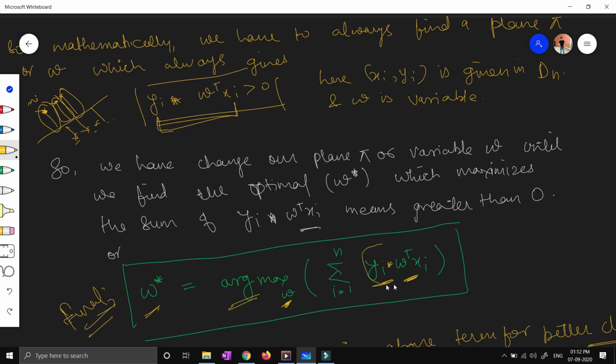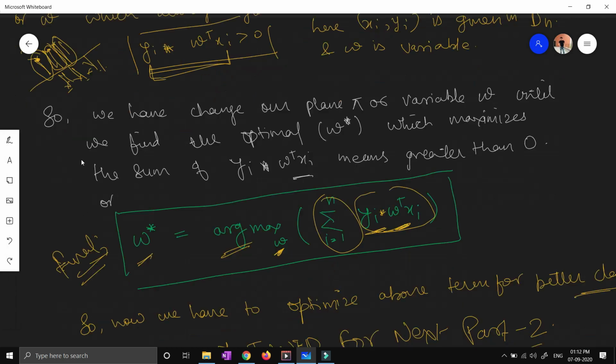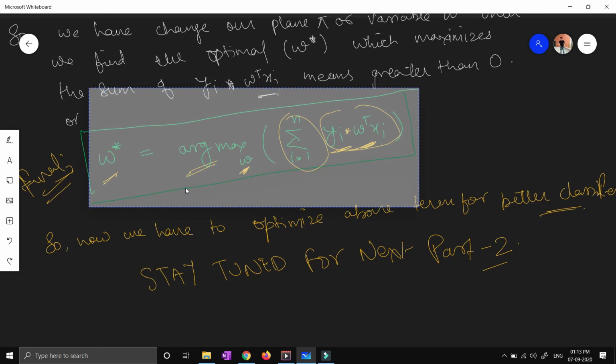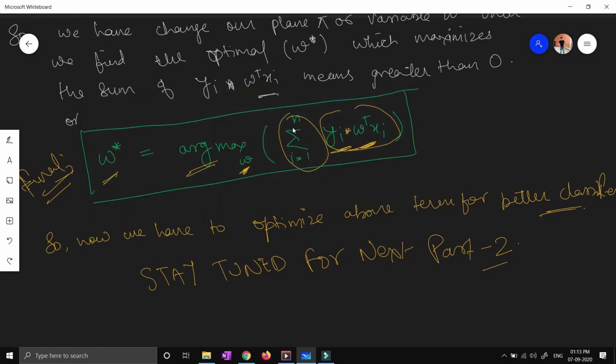We have seen this for one point. Now if I have to do the sum for all the points, we have to calculate for all the points, and if this value is greater than 0, I'll say that my logistic regression is working fine. So this is the optimization task for us. We have to optimize the value of w because it's a variable, again and again until we find our w star and this particular term is greater than 0. Stay tuned for the next part 2, where I'll tell you what this particular term is and what sigmoids and squashing are.